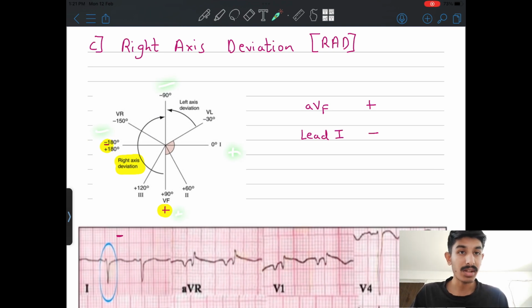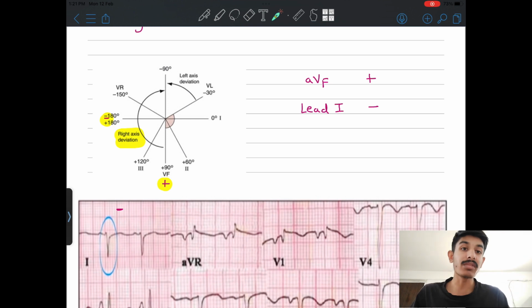Okay, always remember this axis, it must be remembered because it will help you tell whether it is normal axis, left axis, right axis or extreme axis, okay. So as you wrote these two, AVF is positive and lead 1 is negative, so this one I wrote positive here, this one I wrote negative.